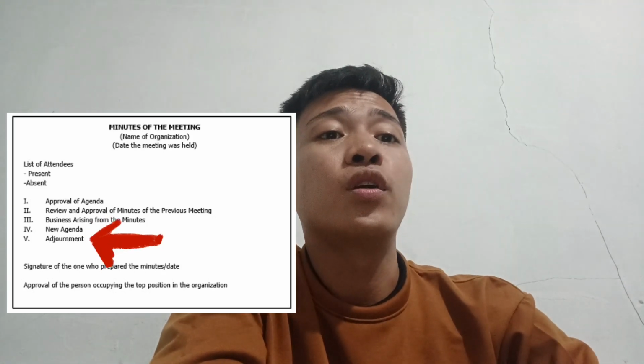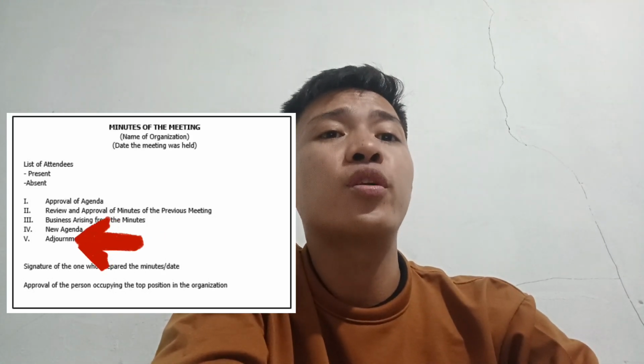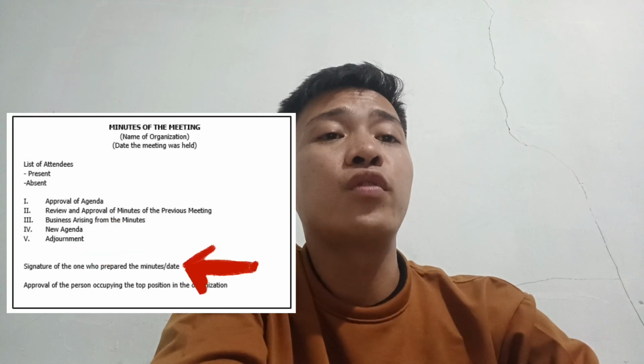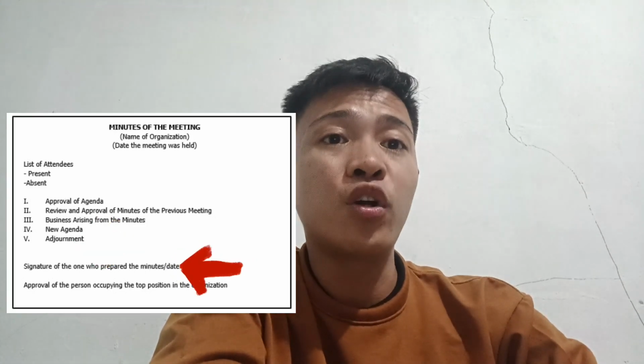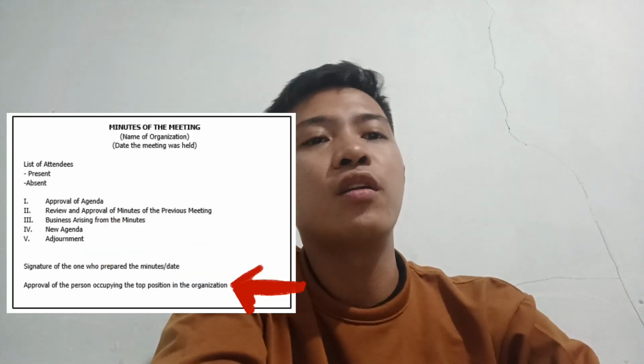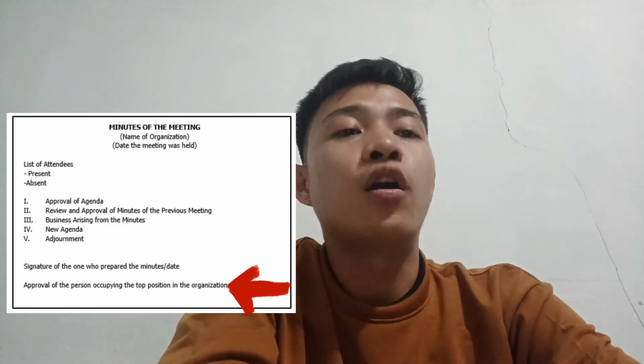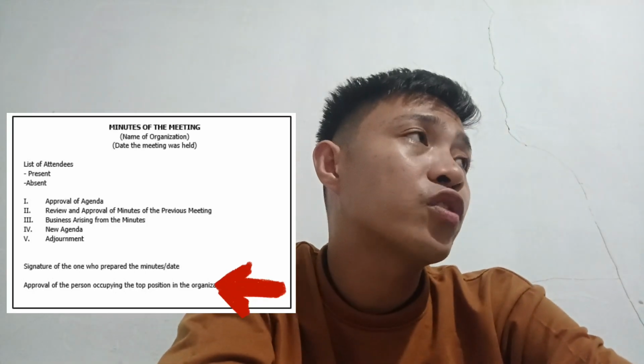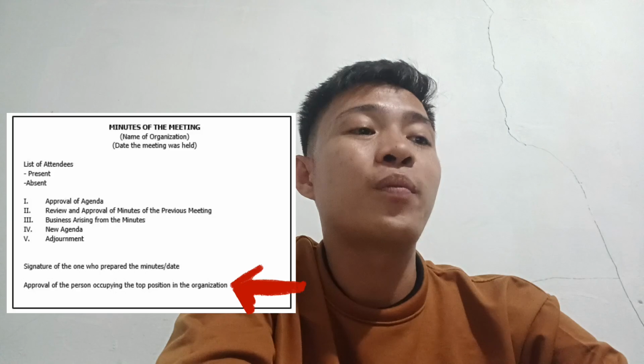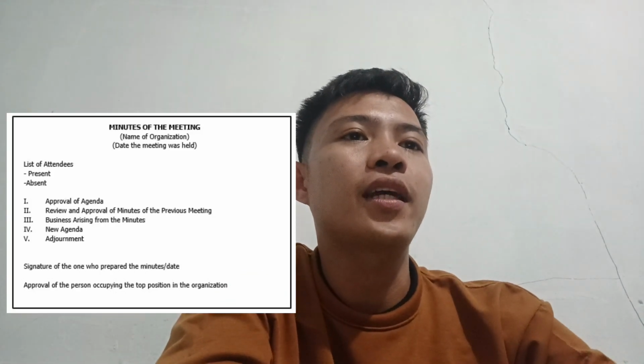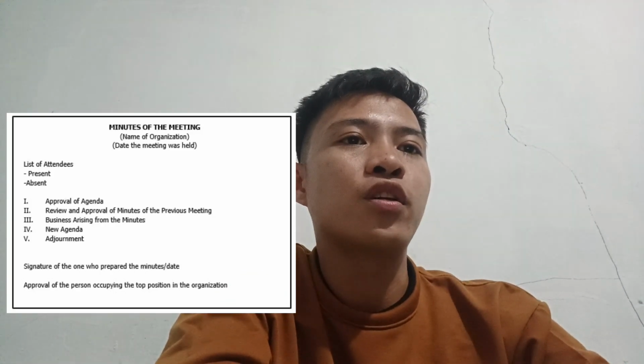adjournment, who adjourned the meeting and who seconded the adjournment, and then the signature of those who prepared it, the note taker and/or the secretary, and approval of the person occupying the top position of the organization, or the chair or the presiding officer. Okay, that's all about our minutes of the meeting.